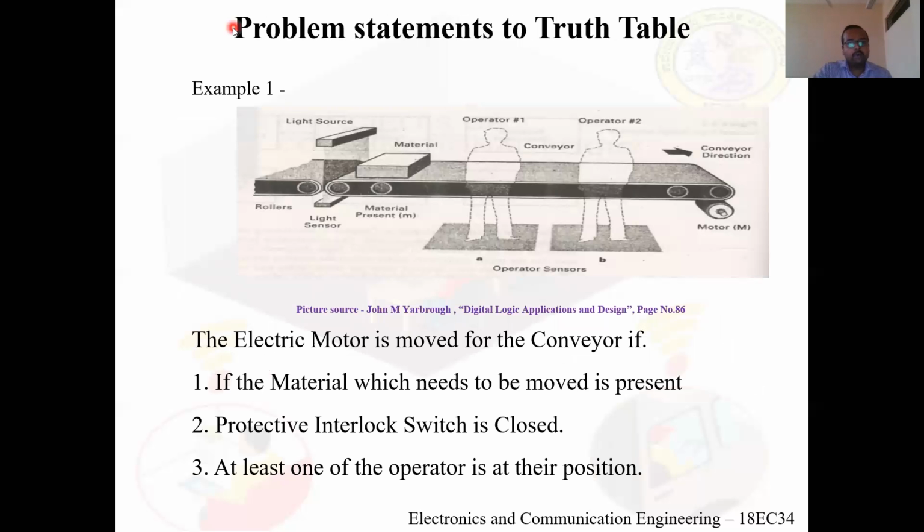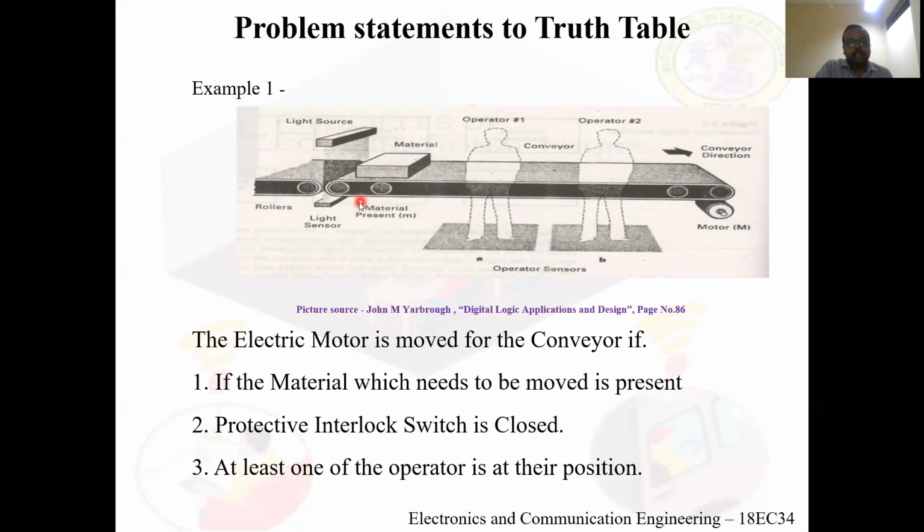Now we'll see how to come up with a truth table from the given problem statement. The first example we will look at, you can see from the diagram here, we have a conveyor belt. If you have gone to the airport, you can see that all the luggage is thrown on the conveyor belt, and we stand to collect our luggage.